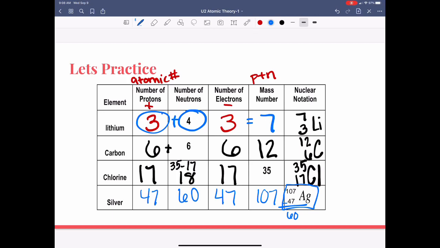Some of you may be asking, how do I know that it's neutral? How do I know that it doesn't have a charge? If it had a charge, you would see something like +1 up here beside lithium, or -1 beside chlorine. But because you don't see that, all of these are neutral. If you saw lithium +1, then you would know it was charged. Today, everything is neutral. So for today, electrons and protons are equal.